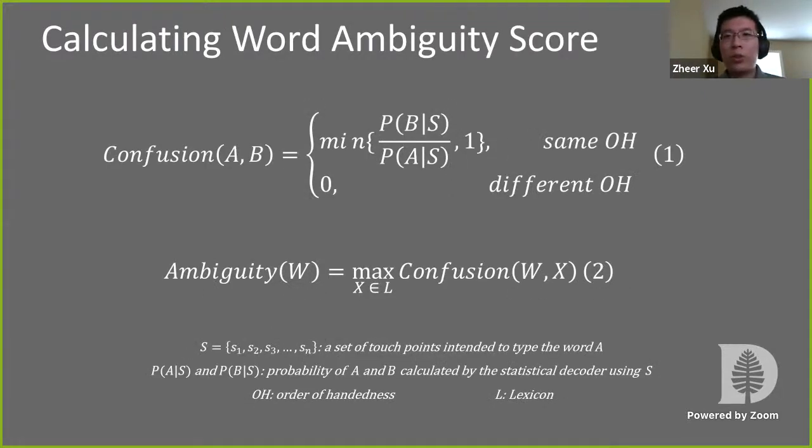We first introduce confusion score between a pair of word A and B. It is defined as the likelihood of a statistical decoder misinterpreting target word A as word B. The word ambiguity score is thus defined as the highest pairwise confusion score. For the part of calculating decoder probability, we followed a similar approach in literature.